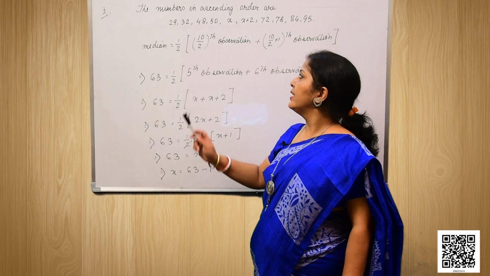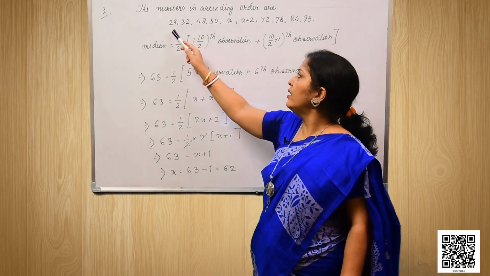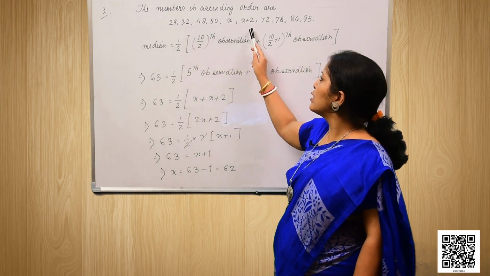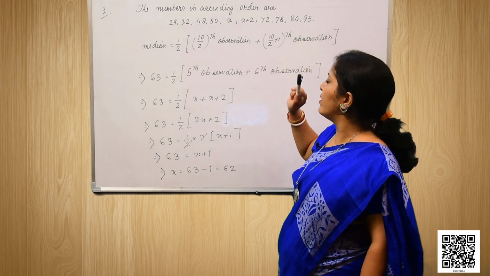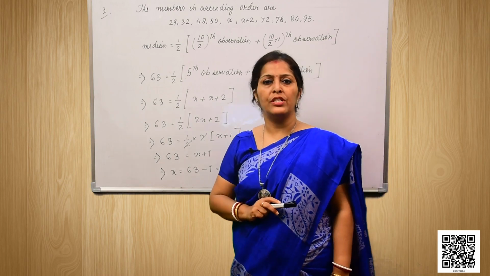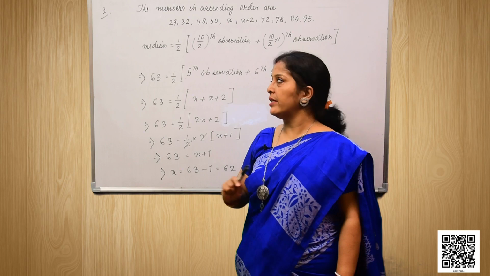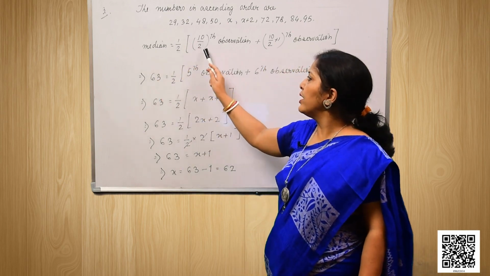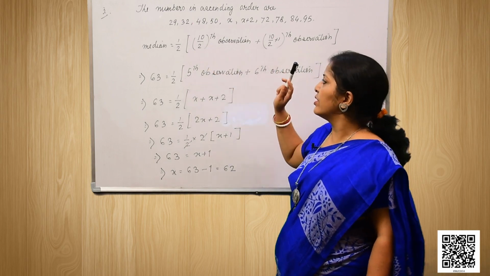So, here is the solution for question number 3. It was given that the numbers are already in ascending form. So, they are 29, 32, 48, 50, x, x plus 2, 72, 78, 84 and 95. So, we can see that there are exactly 10 terms, which is even. So, we go for the second formula of median. So, median is equal to 1 by 2 into the 10 by 2th observation plus the 10 by 2 plus 1th observation.